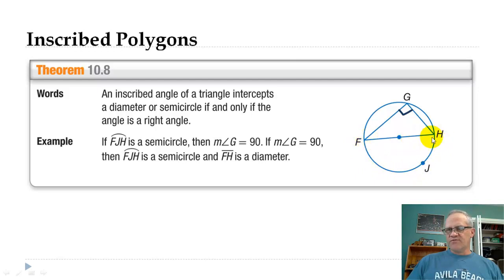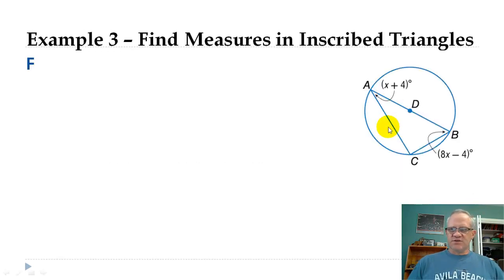It's a diameter. FH is a diameter, so this would be a semicircle, which is 180 degrees. If this is 180, straight across from it, the inscribed angle would be 90 degrees. So that makes sense. In this case, we're going to deal with a triangle, but it's that same concept that the inscribed angle is half of the arc there. So let's take a look at an example.